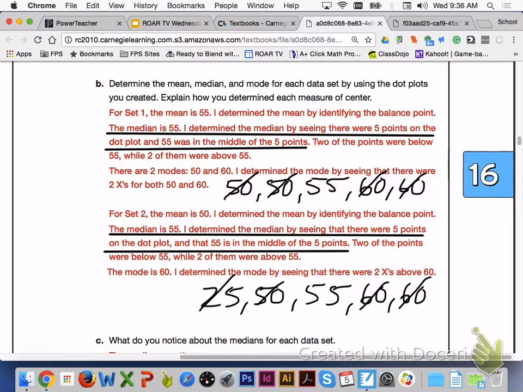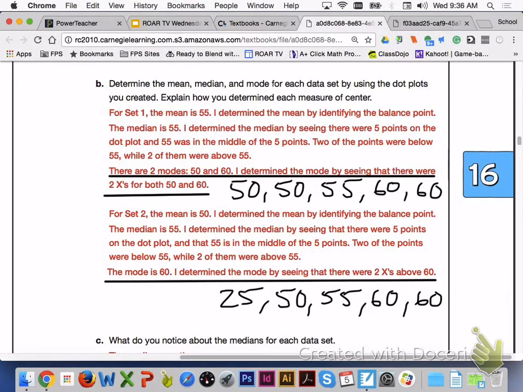For set 1, the median is 55, and for set 2, the median is 55. Remembering that the median is the middle number in a data set when the values are placed in order from least to greatest, we can determine the median by seeing that there are 5 data points on the dot plot, and 55 is in the middle of those 5 points.